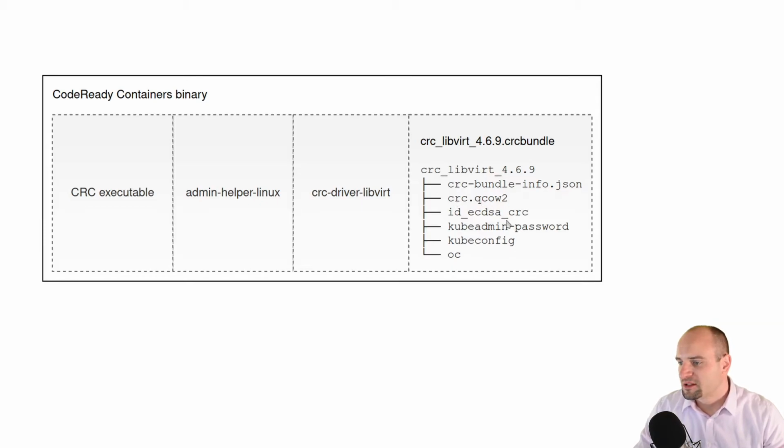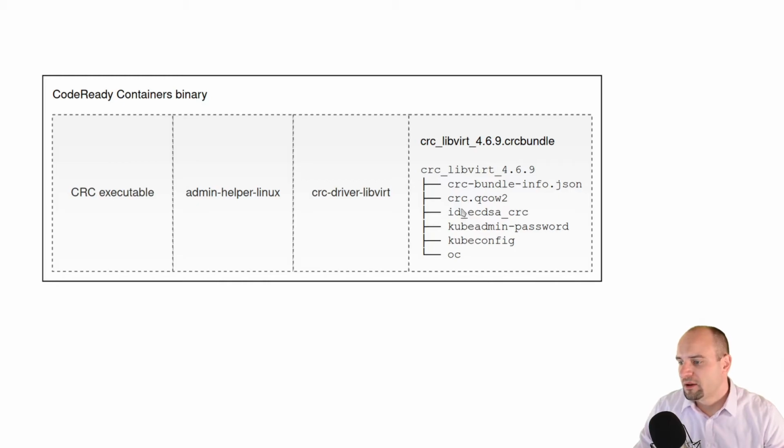The next part in the CRC bundle is a private SSH key. This key is used by CRC during the initial deployment in order to be able to SSH into the virtual machine and do additional configurations. After the initial start, this key is removed from the virtual machine so that it cannot be used anymore to SSH into the virtual machine. Instead, CRC will generate a random public-private key pair, which can then be used for SSHing into the machine further on.